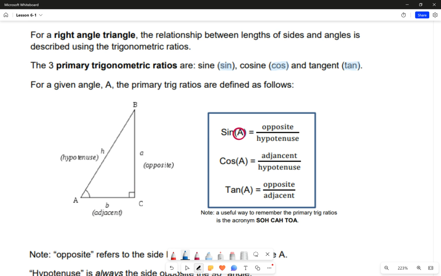All right? Okay, but for this particular problem, please notice that we are standing at angle A. So cosine is adjacent over hypotenuse, and tangent is opposite over adjacent. So yes, there is an acronym, SOHCAHTOA, that a lot of students use to help them remember.